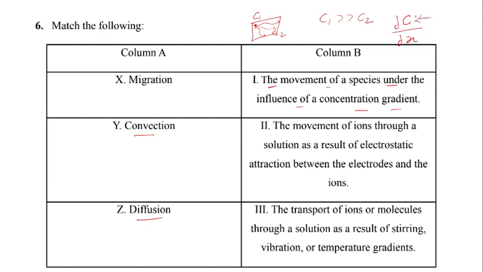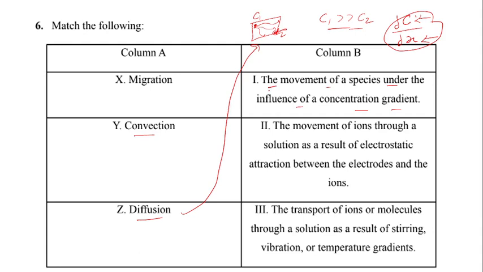Delta C is the change in concentration and delta X is the change in distance. According to this concentration gradient, diffusion will be there. It is known as diffusion. So if you are able to smell the fragrance of this perfume in another corner of this room, the responsible phenomenon for that is diffusion, and it is caused by the concentration gradient.